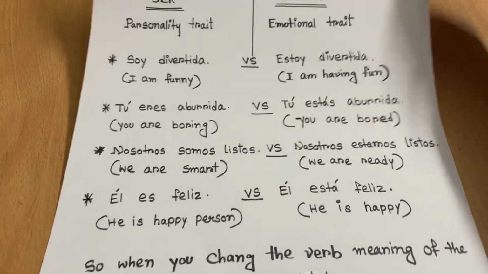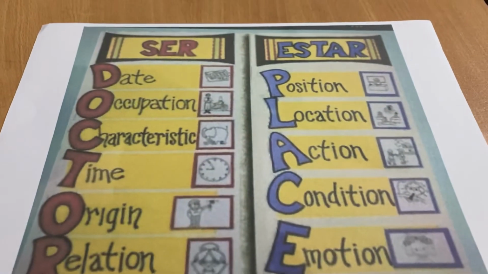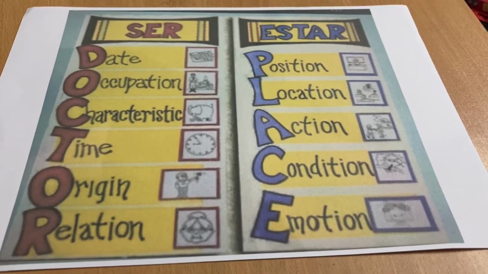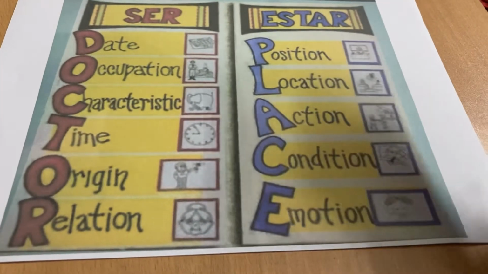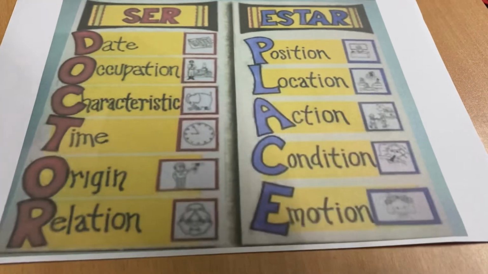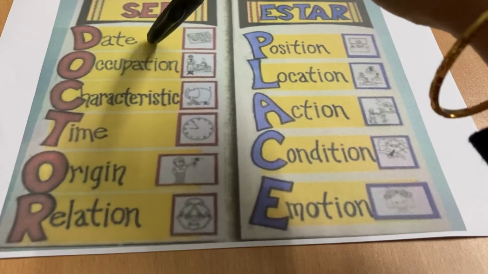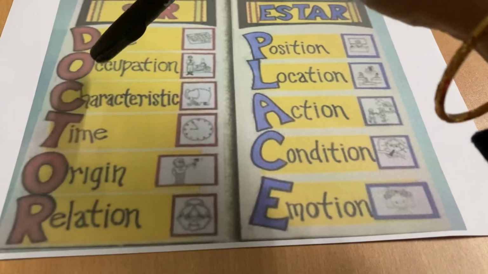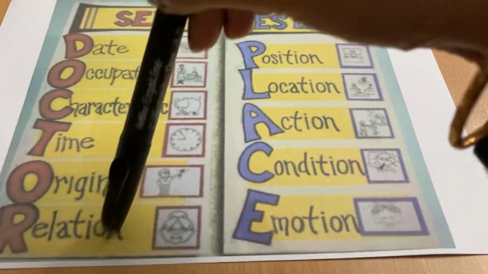Now, lastly, I want to tell you one formula so that you can remember where to use ser and where to use estar easily. The formula is, for ser is doctor, for estar is place. For ser, D stands for date. You can add description here as well. Okay, date or description. O stands for occupation. C, characteristics, T, time, O, origin, R, relation.